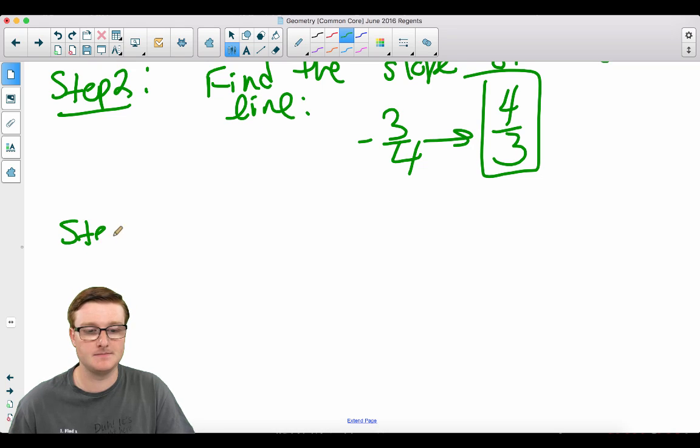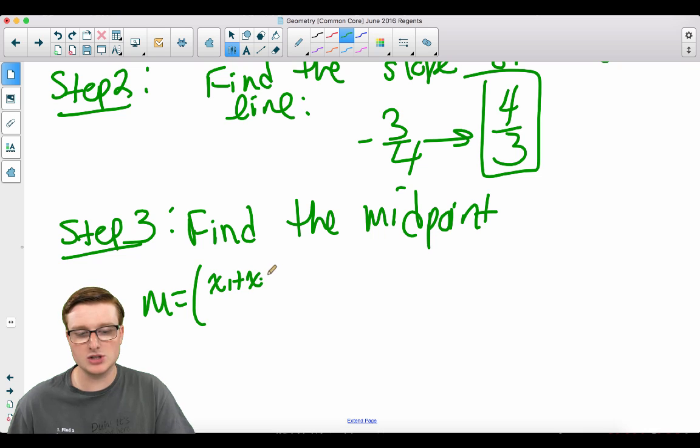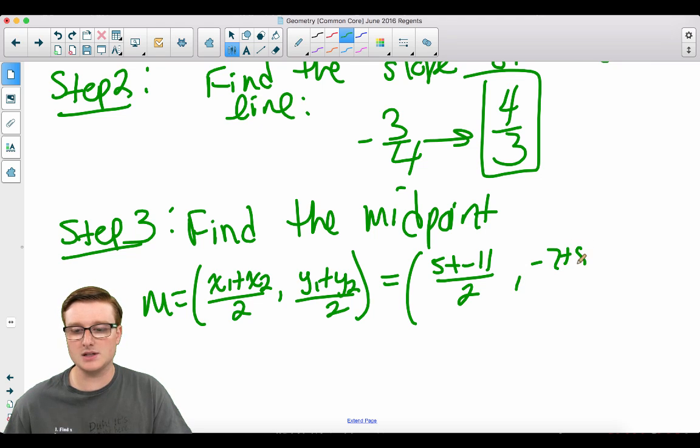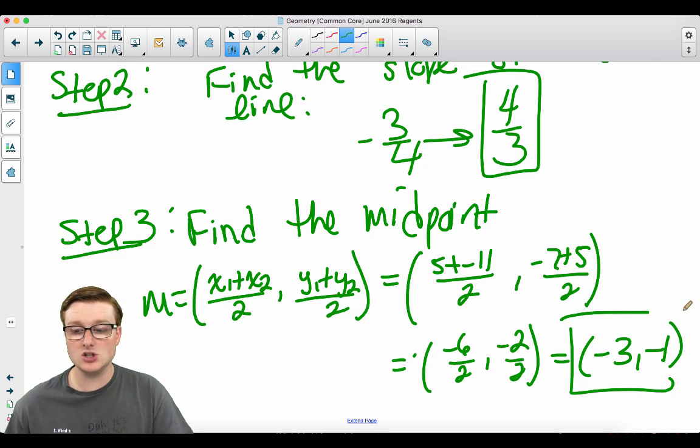So step 3. Find the midpoint. So the midpoint formula is equal to the average of the x values, which is x1 plus x2 divided by 2, comma, y1 plus y2 divided by 2. And that will give us the values of 5 plus negative 11 divided by 2, and negative 7 plus 5 divided by 2. That will give us 5 plus negative 11 is negative 6 divided by 2, and negative 7 plus 5 is negative 2 divided by 2. That will be negative 3 comma negative 1. So this, ladies and gentlemen, is your midpoint.